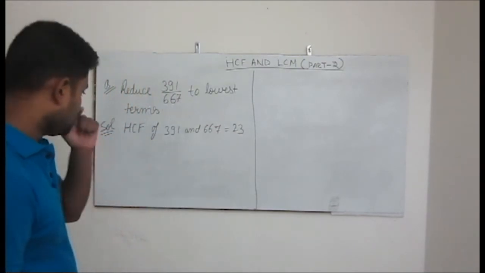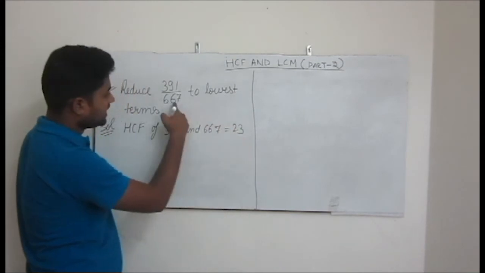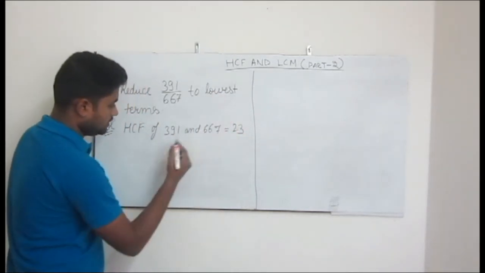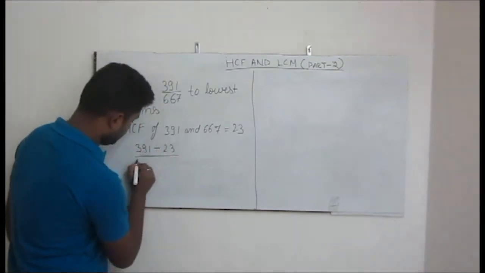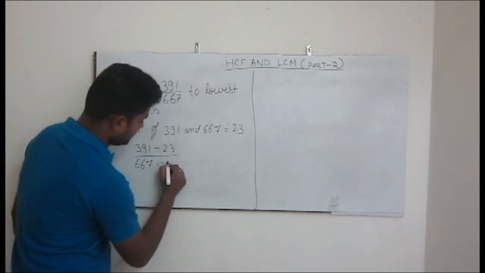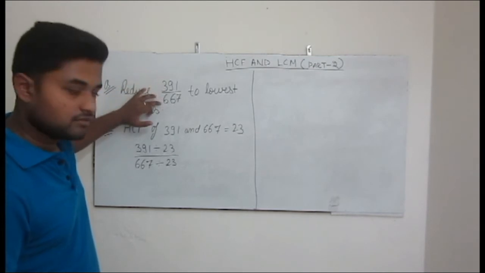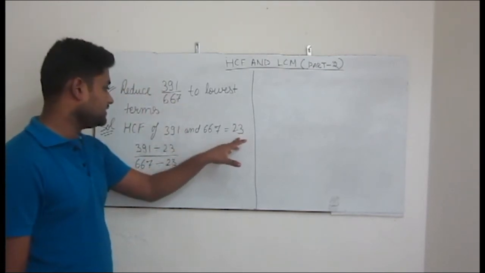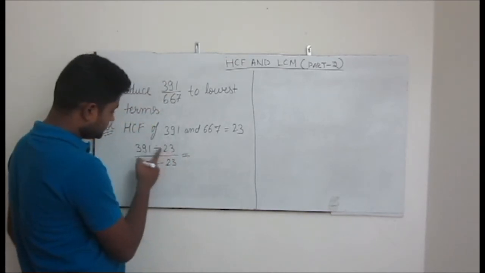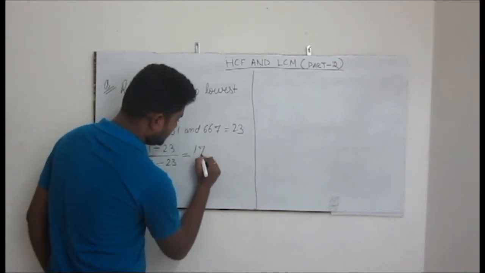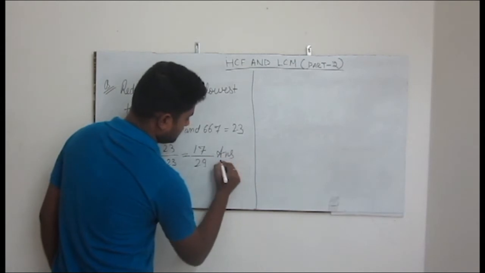Now we will divide by this HCF. This 391 will be divided by 23, as well as 667 will also be divided by 23. So first try to find the HCF of both the numerator as well as the denominator. After finding the HCF, just divide both numerator and denominator by the HCF. So what will be the result? 391 divided by 23 gives you 17, and 667 divided by 23 gives you 29. So this will be the required answer.